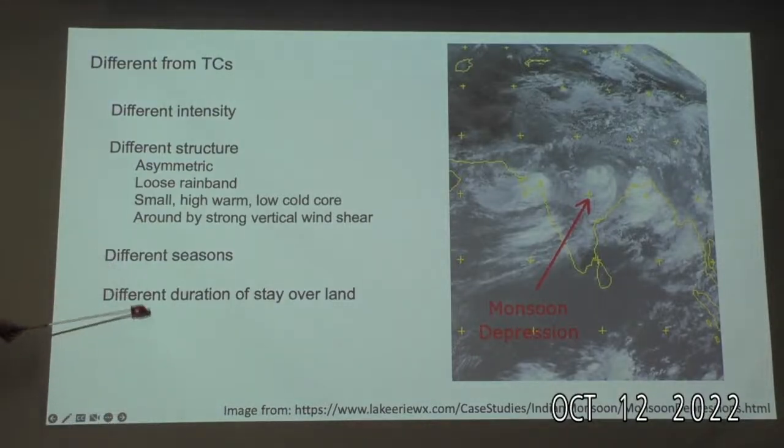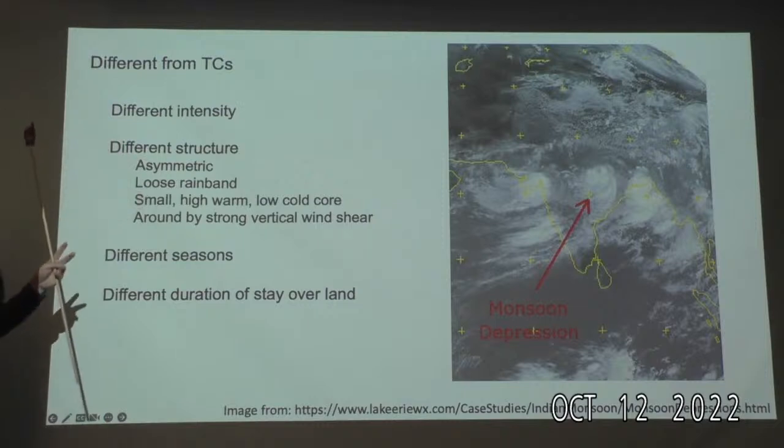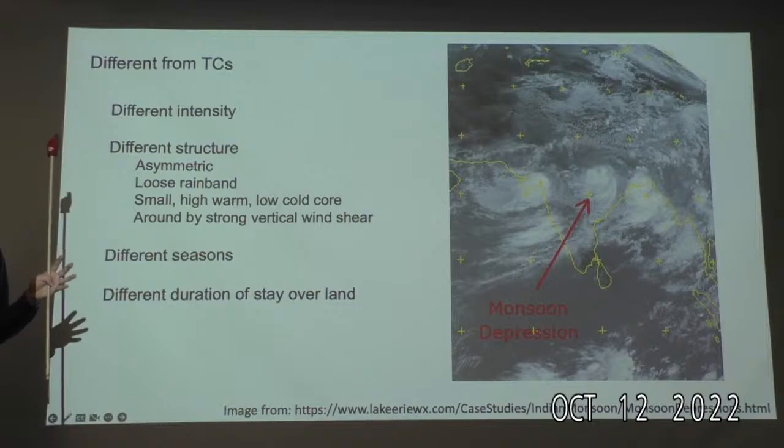And the last one is that they have different duration over the continent, which means our system often has more than 50% of its lifetime on the land, and it has a longer duration on the land.